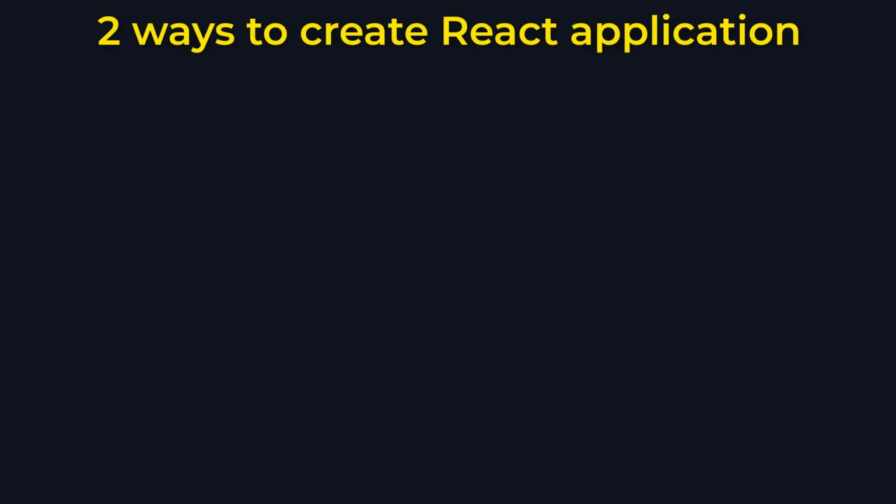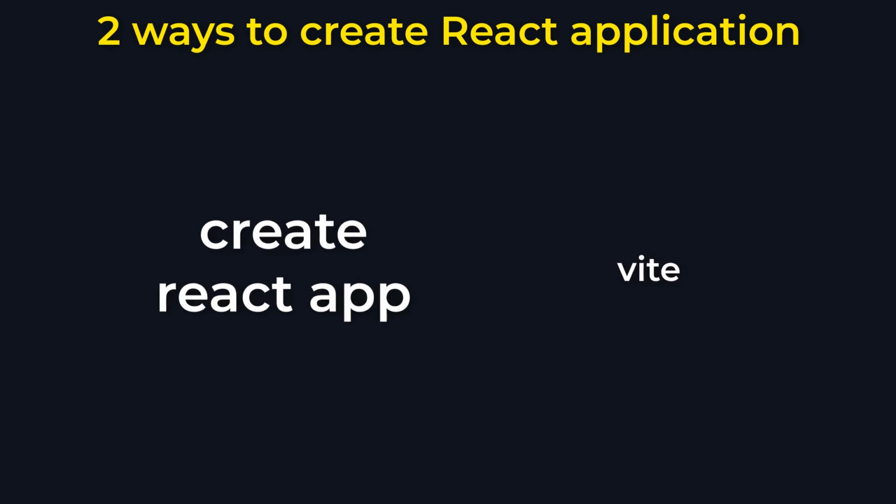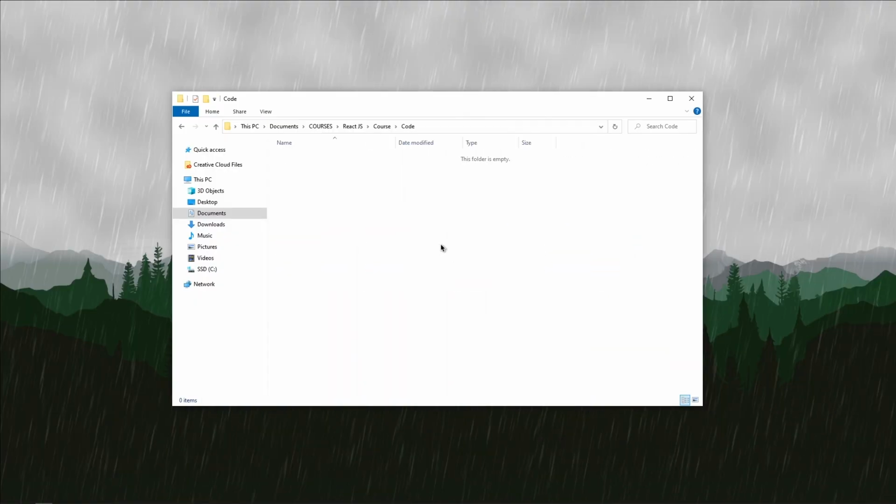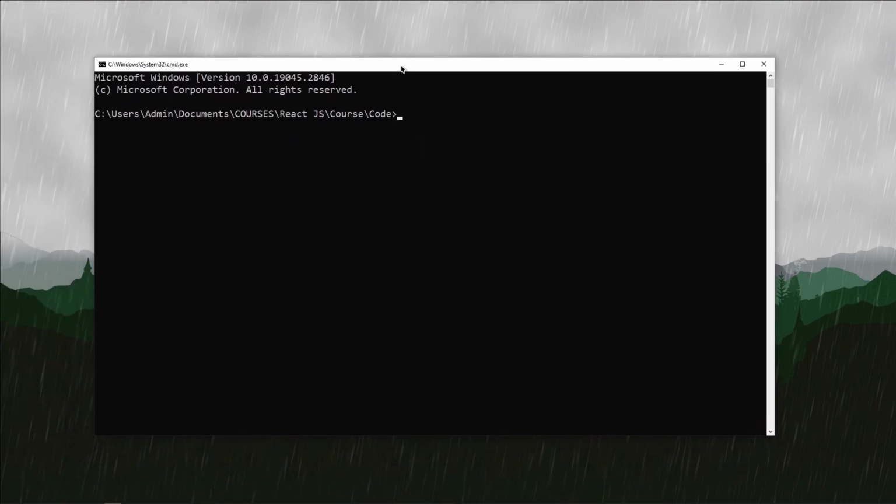So there are two ways to create React applications. First, we can use Create React App or we can use Vite. Create React App is old and takes more time to create. We will use Vite for creating new React applications. So first of all, create one folder in which you want to practice React and open that folder in the command prompt. And if you are a Mac user, then open the folder in terminal. Now write npm create vite@latest and hit enter.